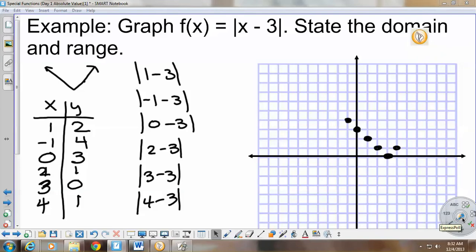Okay, what did you notice about that last point that we plotted? It started to go up. At this point, it may have just been a fluke. Maybe we made a mistake. I would not just base the rest of your graph on one point. Pick additional values. I'm going to put in the next two numbers, 5 and 6, to see if this trend does continue.